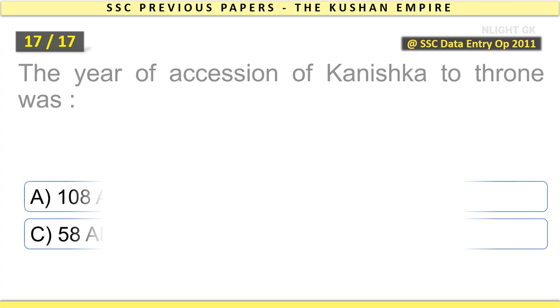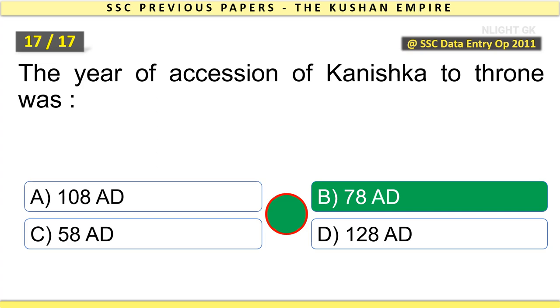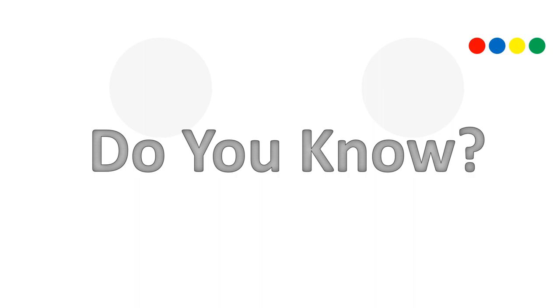The year of accession of Kanishka to the throne was 78 AD. Who started the Saka era and when?